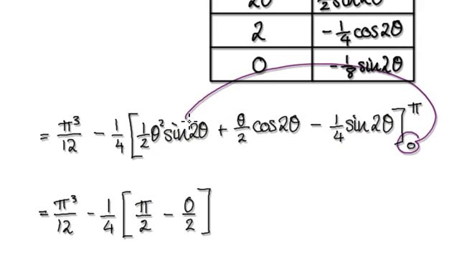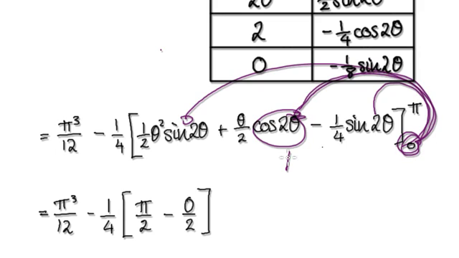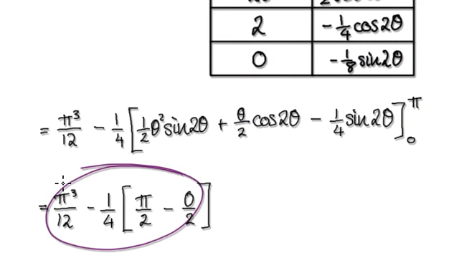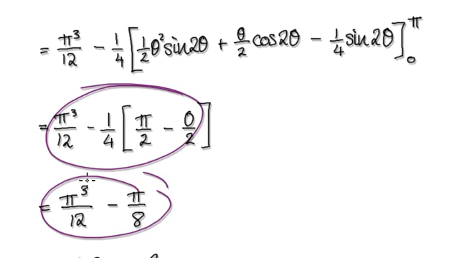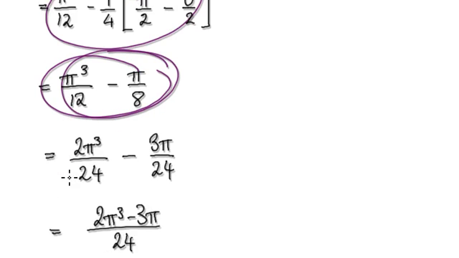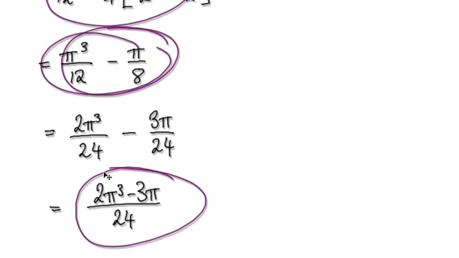Now put 0 into here. Sine of 0 will be 0. Put it into here, that would be 0. Put it into here, this thing here will be 1. If you put 0 into here, it will be 1. But then you also have to put 0 into here, so that will give you 0 over 2. This whole thing here will then become this, and then tidy this up. Your overall answer will be this. This is your overall answer.